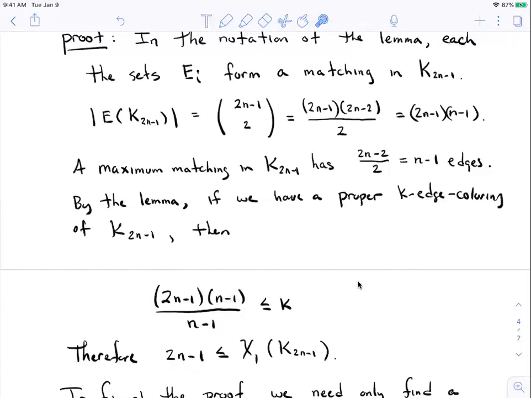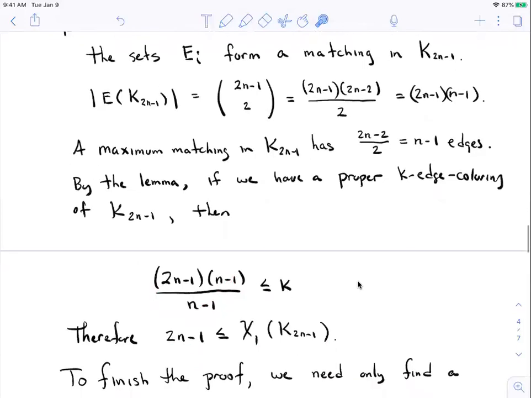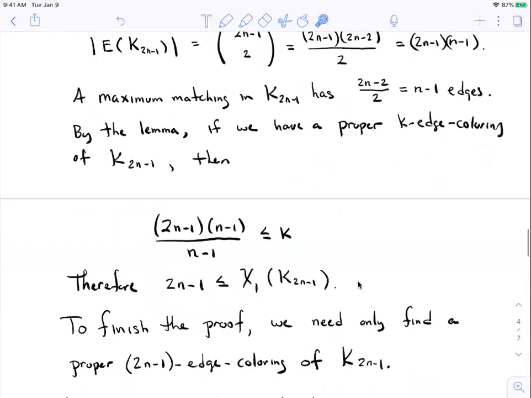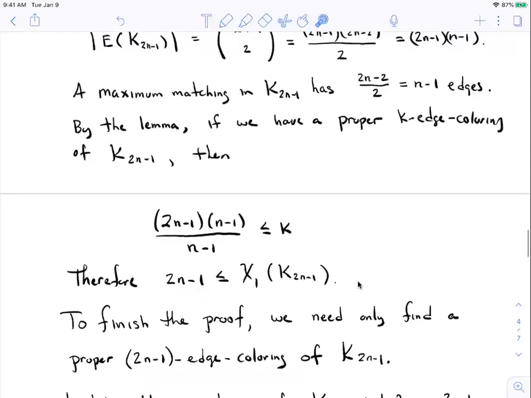2n minus 2 being the max vertex degree. All right. So now I just have to convince you that we can 2n minus 1 color it. If I know that this is the minimum, and if I can achieve that, then I can say that the edge chromatic number equals 2n minus 1. So that's what I'm going to try to convince you of.